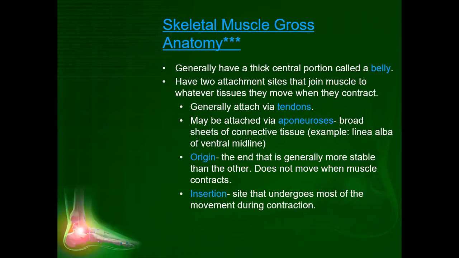So the majority of our muscles, our voluntary muscles, are formed the same way. They have a thick belly, and then they have 2 ends, and we have at minimum 2 attachment points. We have the anchor point, which is the origin, and the movable point, which is the insertion.